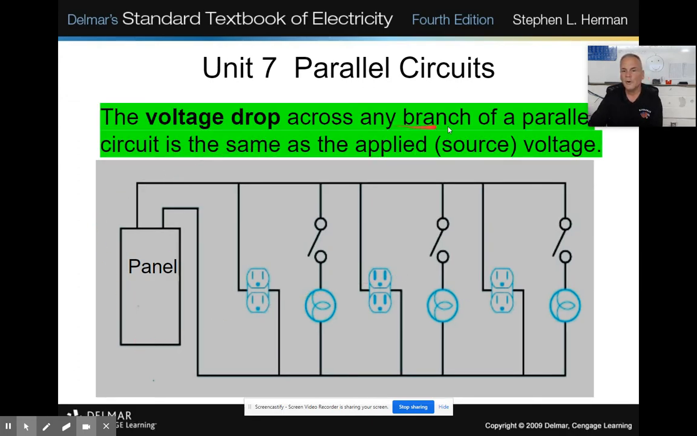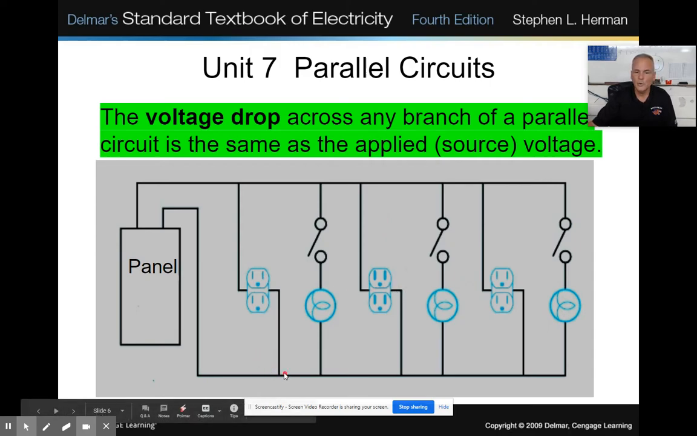Now, the voltage drop across any branch of a parallel circuit is the same as the applied or source voltage. You may have already written that down before. You don't need to write it again unless you are trying to work on your memory skills. In some places, you may read that word branch as a node. It's right here. Anytime two or more wires come together, one wire, two wires, three wires coming together, that's when you have a branch.